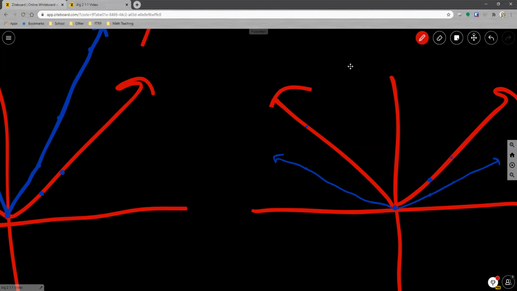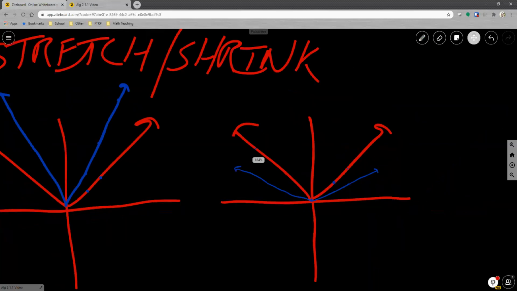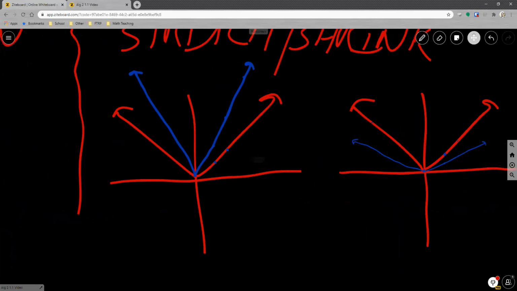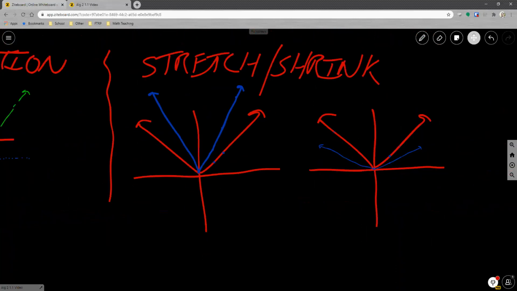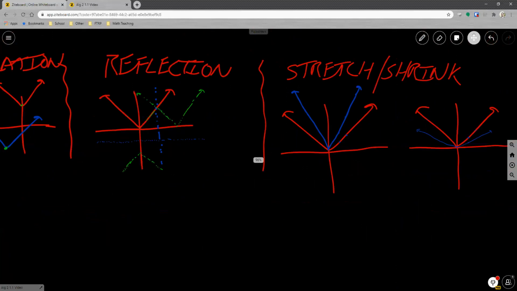In class, remind me to talk about the rubber band example, and I will show how that looks when we look at a rubber band as a real life example of a stretch and shrink.